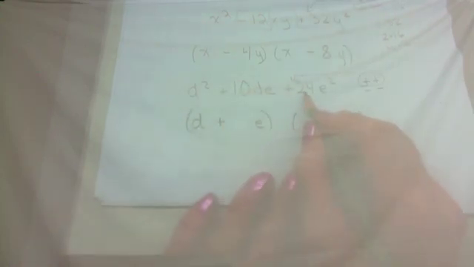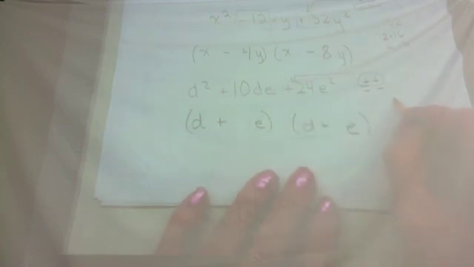I think of all the factors of 24. So 1 times 24 doesn't work, 2 times 12 isn't going to work, 3 times 8 is 11, it doesn't work. 4 times 6, that's the one. So it's a 4 and a 6.